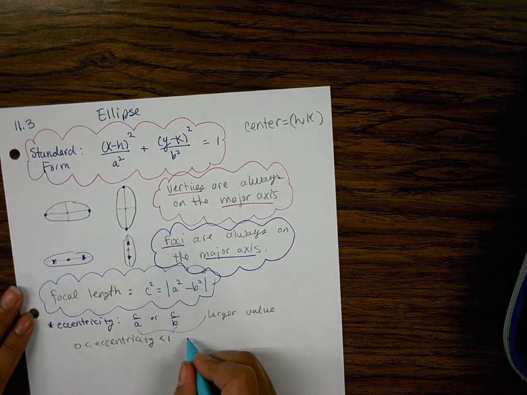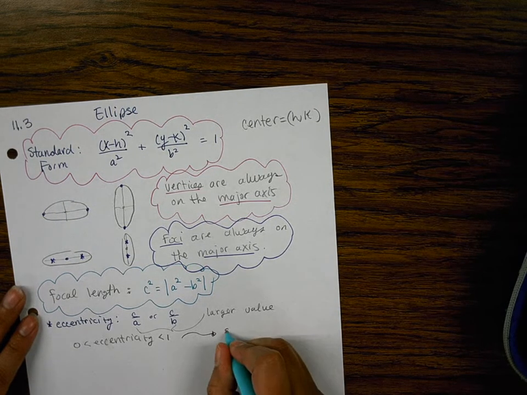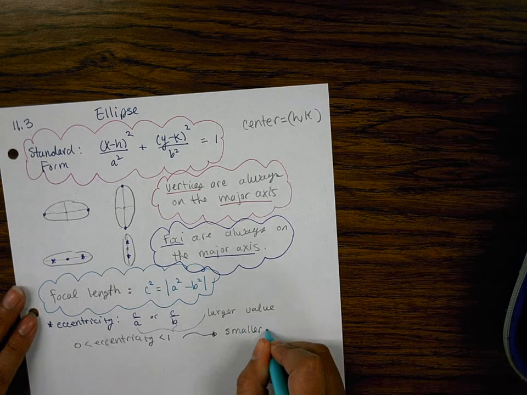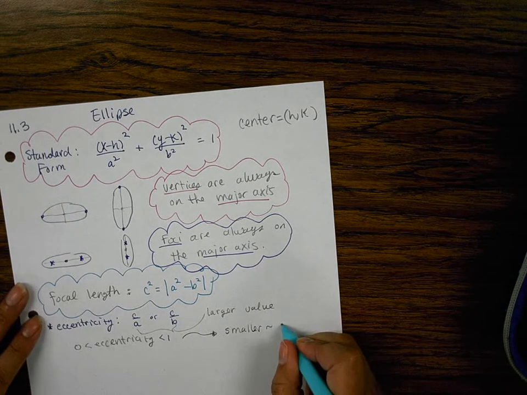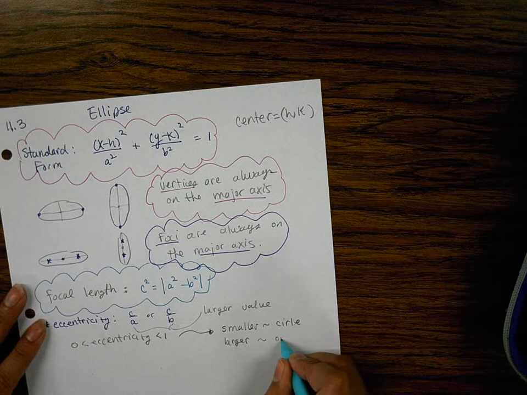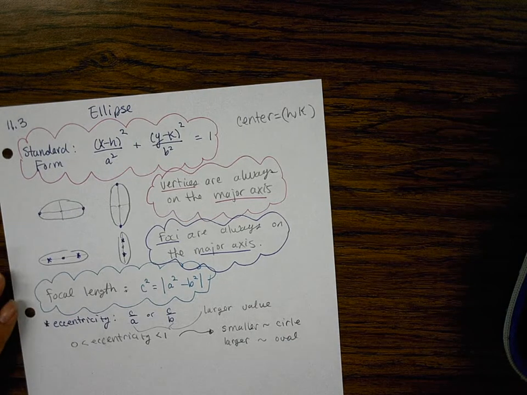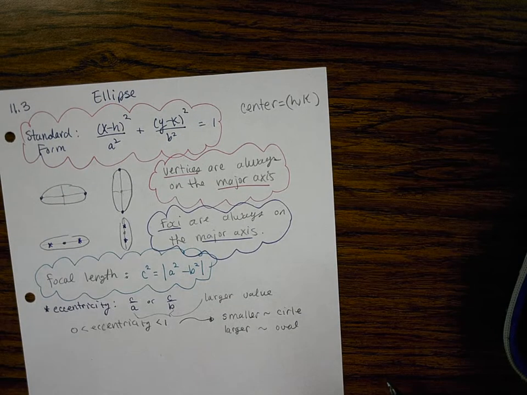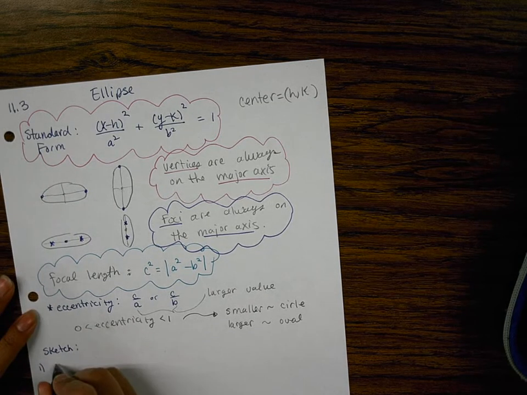Eccentricity is between 0 and 1. Bigger than 0, smaller than 1. What you do need to know, and we will review this before the test, is the smaller the value, the closer your ellipse is to a circle. It's more circular. It's not a circle, but it's going to be more circular. The larger your eccentricity is, the more oval it's going to be, more stretched out.